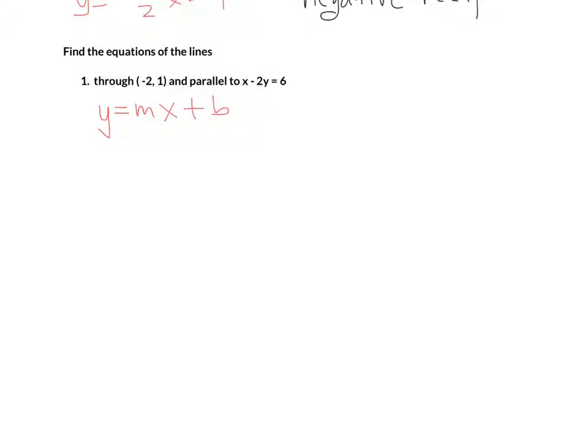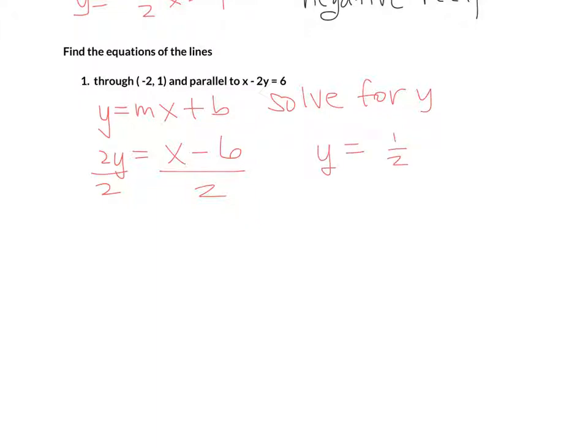To do that, we are going to solve for y. So let's add 2y to both sides and subtract 6. So we get 2y equals x minus 6. And then divide both sides by 2. That's going to leave us with y equals 1/2 x minus 3. Okay, so this is the line that we want our line to be parallel to.